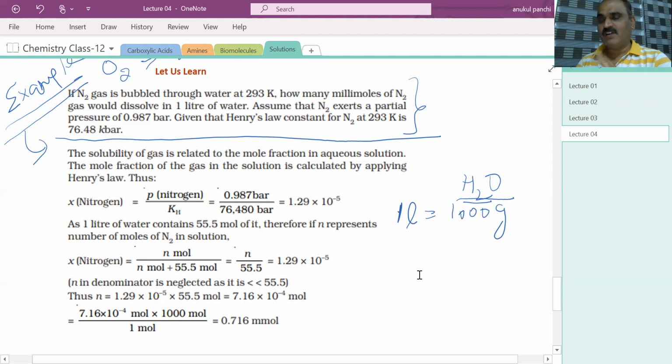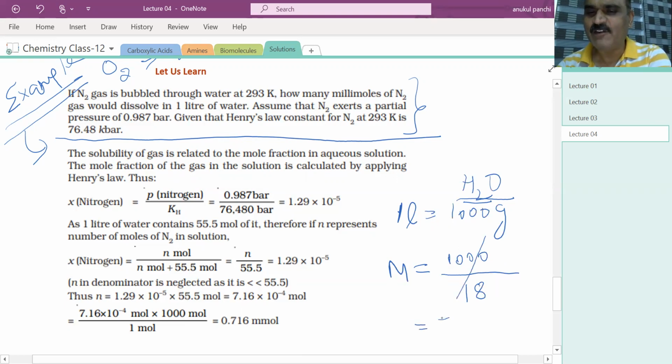And what is the molarity of 1 liter water, the number of moles? Number of moles is equal to given mass upon molecular mass. Now, the given mass of water is 1000 gram and the molar mass of water is 18. If we solve it, we get 55.5. So the molarity of water is 55.5. Got it?